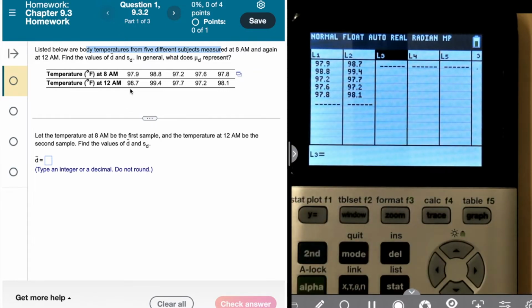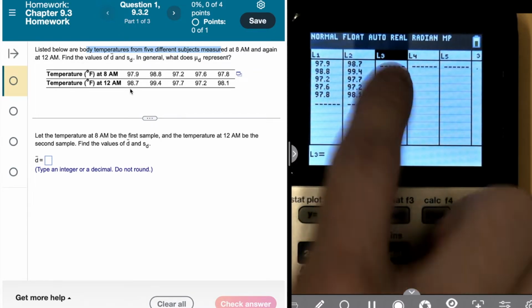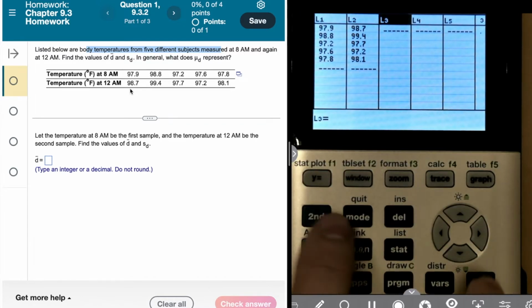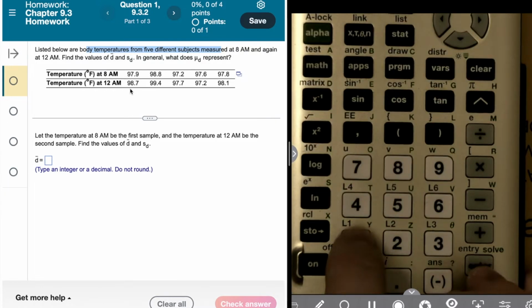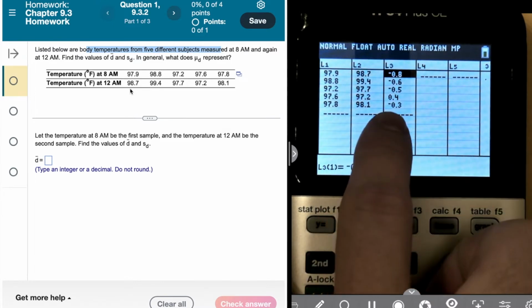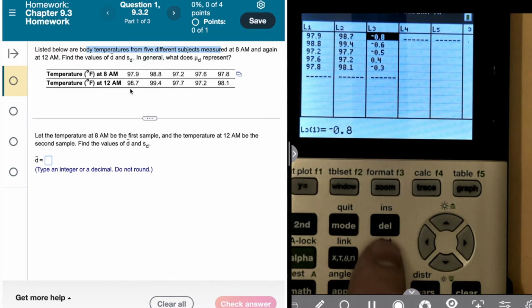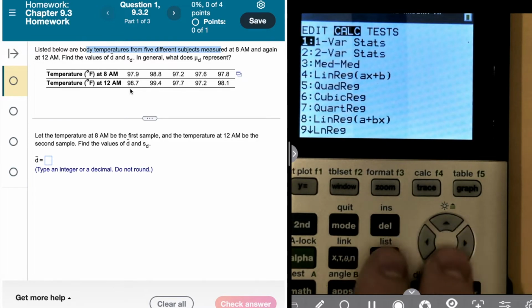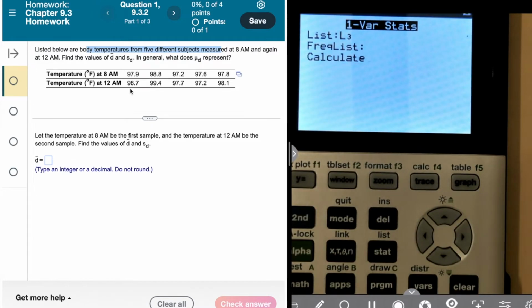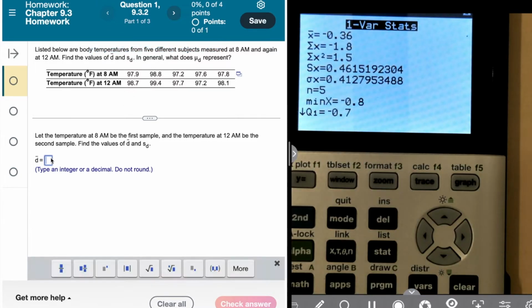We're going to subtract these two, and I'm going to make a third list. Notice I'm highlighting L3 at the very top. When I click enter, I have a formula here. I press second and number 1, because I want my third list to be every value from L1 subtracted by every value from L2. And there are my differences. Now I can press stat, choose one variable statistics, and I don't need a frequency list, I want L3's statistics. And there's my average right there, negative 0.36.